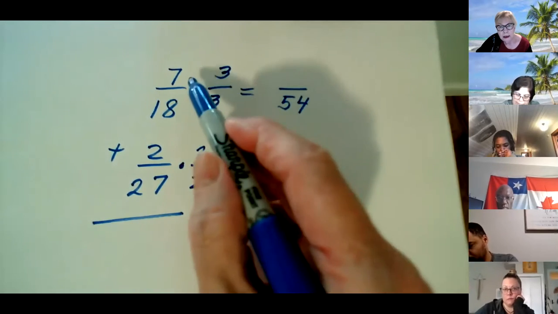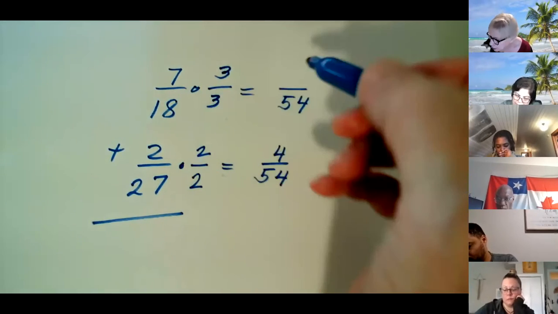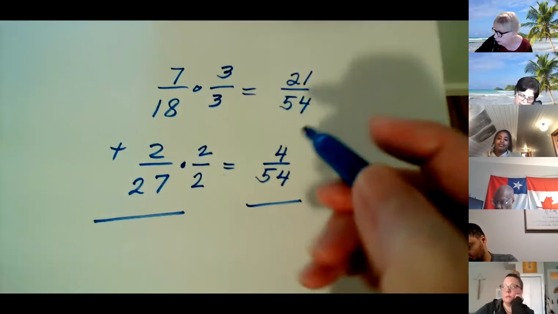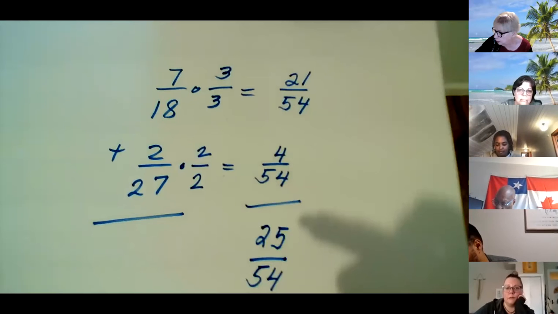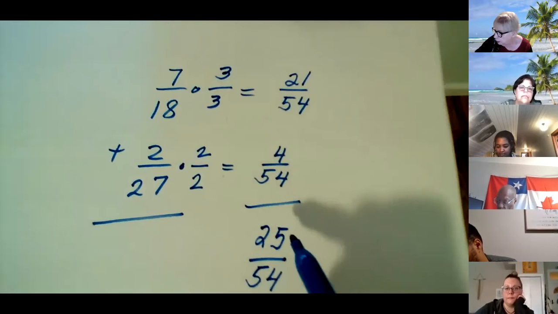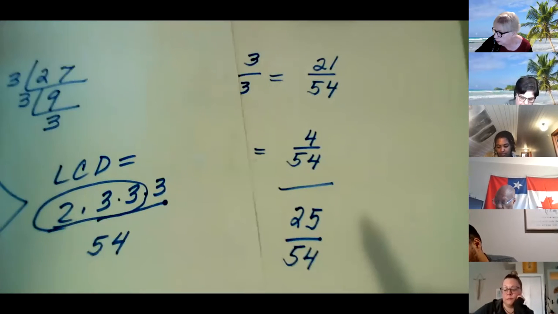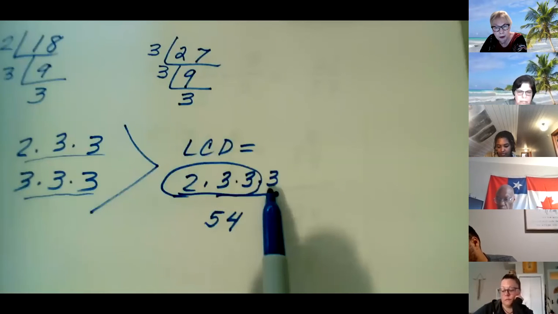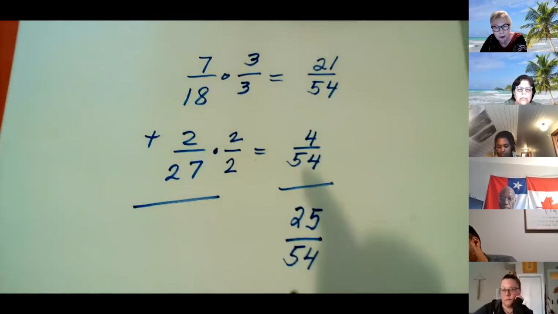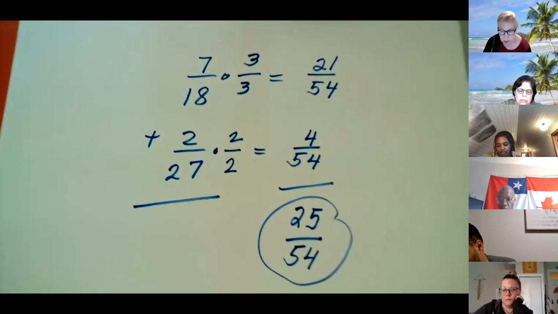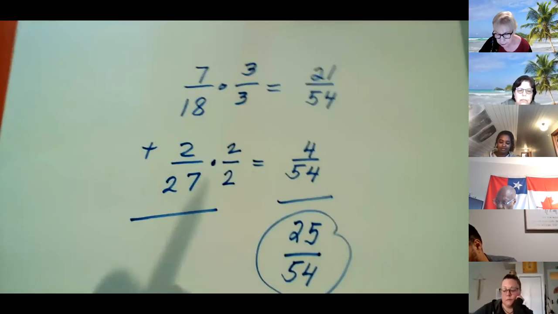And so now I'm ready to go. 7 times 3 is 21. I can now add this. 21 and 4, 25 over 54. And because we know primes, 25 is 5 times 5. There are no 5s in 54. Remember what 54 looked like? 2 and a couple of 3s. So there's no 5s in it. We know that for a fact. What that means is this problem is complete. Okay.